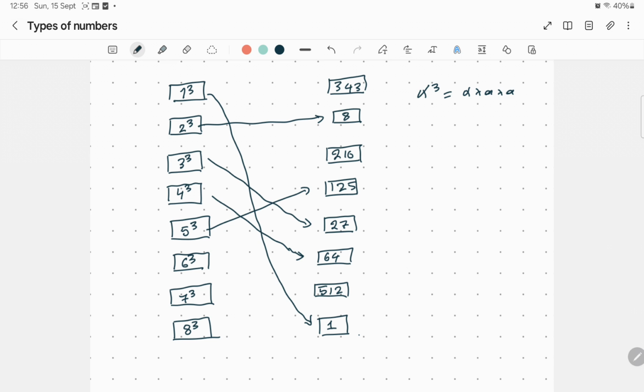6 to the power of 3 is 36. 36 times 6, which is 216. 7 to the power of 3 is 49. 49 times 7, 343. 8 to the power of 3 is 8 times 8, 64 times 8, 512.